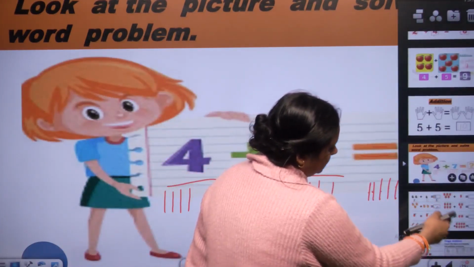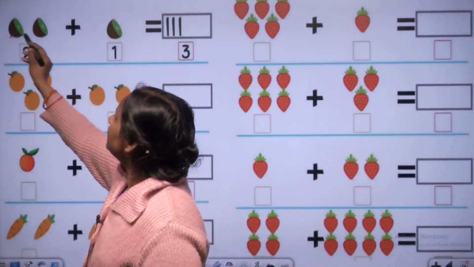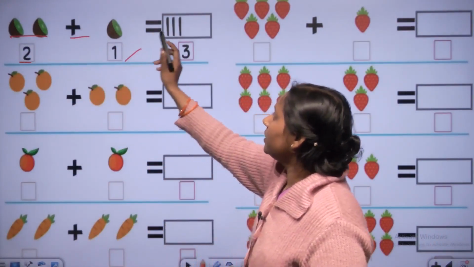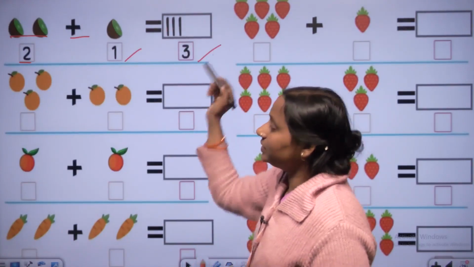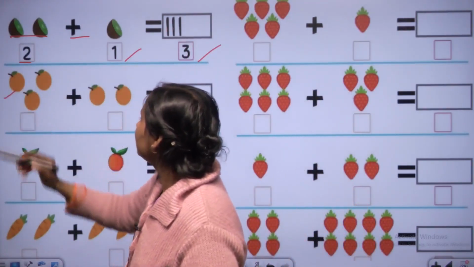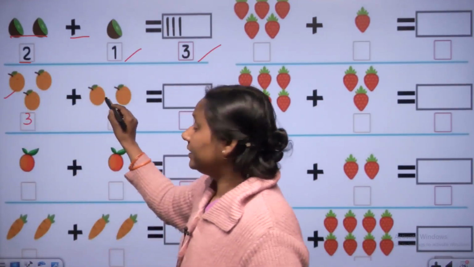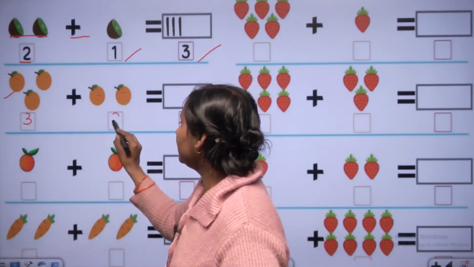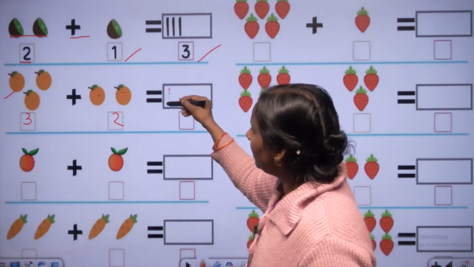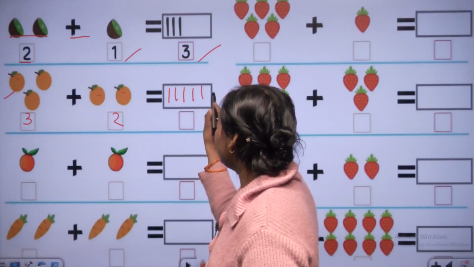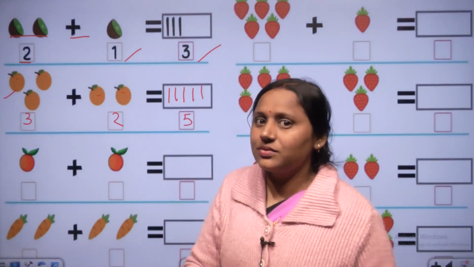Now, start adding with the help of pictures. Okay. How many kiwis are there? 2. And how many in another box? 1. 2 plus 1. 1, 2, 3, yes, 3. How many oranges? Count it. 1, 2, 3, okay. And another box. 1, 2, yes, 2. What we get? Kya paaye? Count karo. 1, 2, 3, 4, 5. Total oranges, 5, okay.